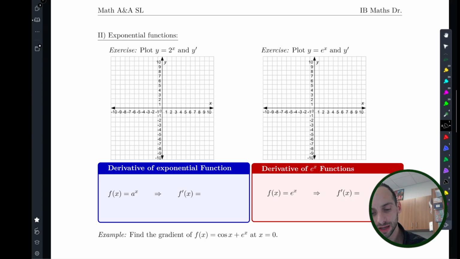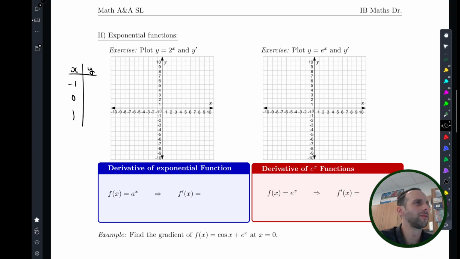So we'll start with 2 to the x, okay? Exponential growth. We should be able to graph this function using a little t-table. I like 3 x values, so -1, 0, and 1. If we substitute in the 1, we get out 2. If we substitute in the 0, we get out 1. And if we substitute in the -1, we get 2 to the -1, which is 1/2.